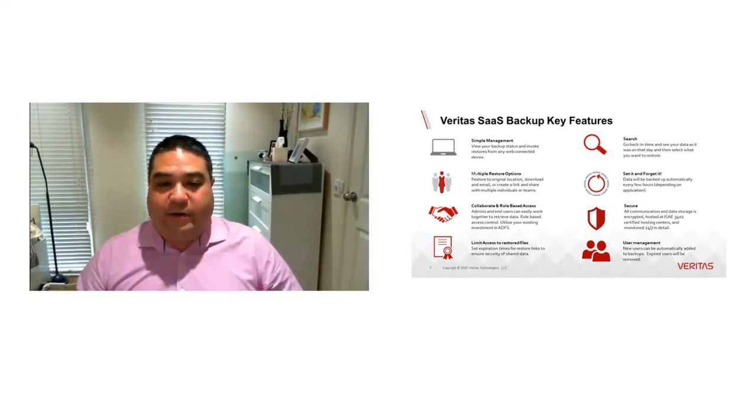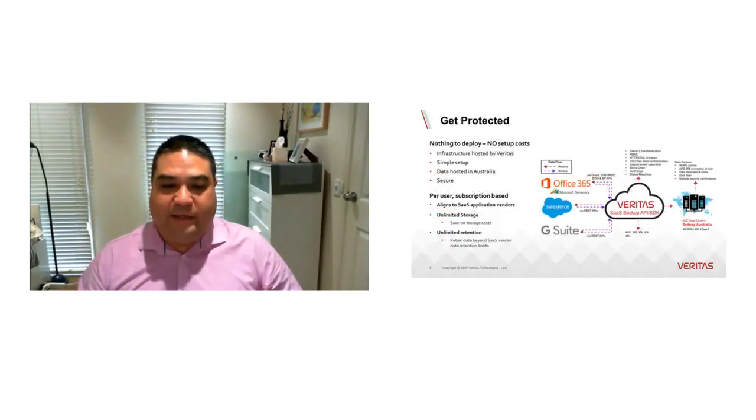So, some of our key features, which Ranga will show you in a few minutes. The features around Veritas SaaS Backup: it's simple management. The idea is it's got to be as simple as possible and quick to get configured. We've got multiple restore options, so you can either restore back to the original location, or you can extract the files to be restored. That could be important if someone's left the organization and you need to restore their data for somebody else to access. You can download that data, or push it back to somebody else's mailbox, for instance.